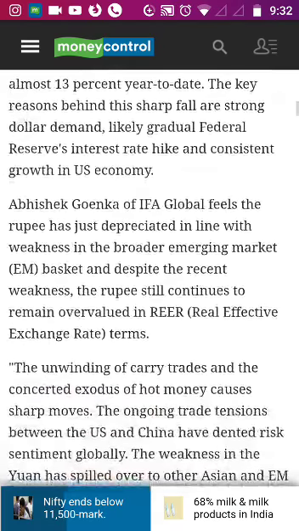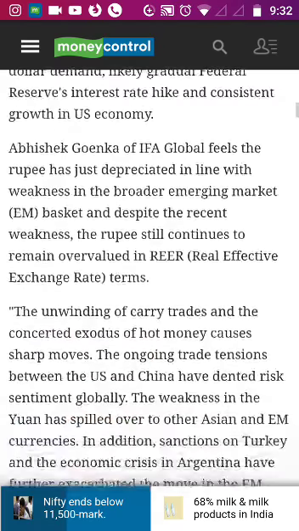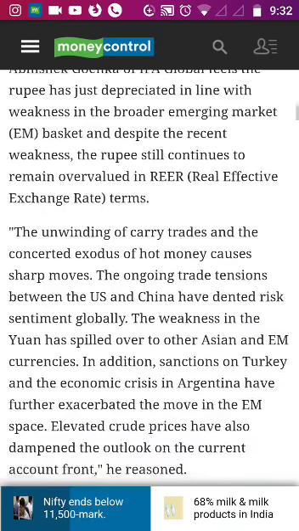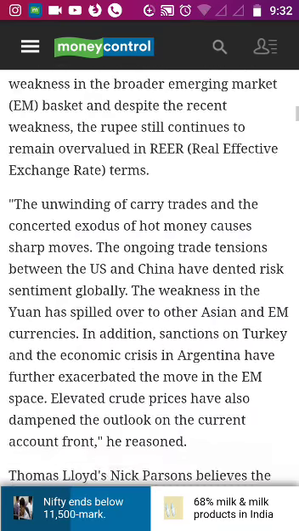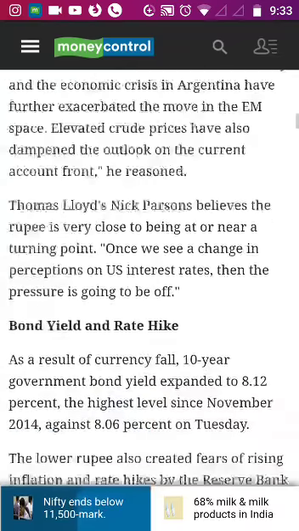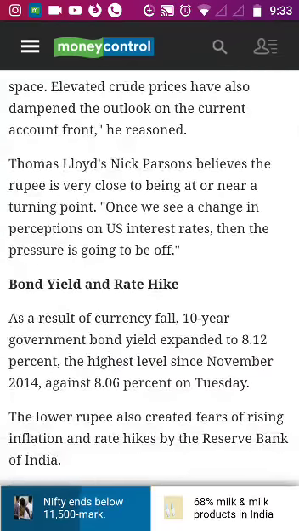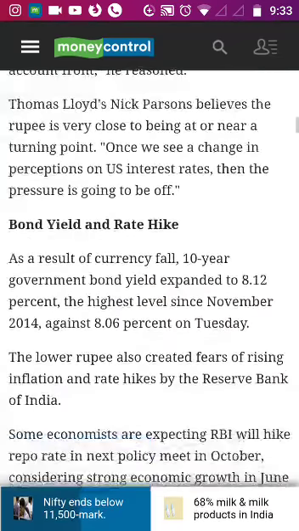Now, some experts feel that the rupee has just depreciated in line with the weakness in the broader emerging markets, and despite the recent weakness, the rupee still continues to remain overvalued in real effective exchange rate terms. Some experts also say that this should be a normal level for the rupee to trade because of the rising inflation costs, and 70 to 75 would be an ideal range. But again, we'll have to see how it will trade in the coming few months.